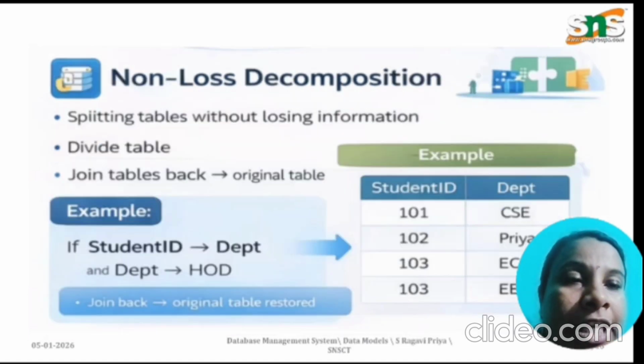Non-loss decomposition means splitting tables without losing information. So divide the table, then join the tables back to get the original table. For example, if student ID tends to department and department tends to HOD, then after joining back, the original table will get restored. So consider this example.